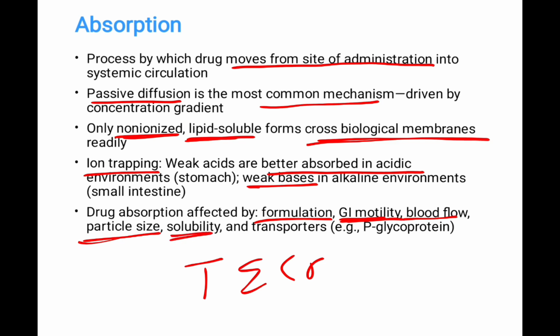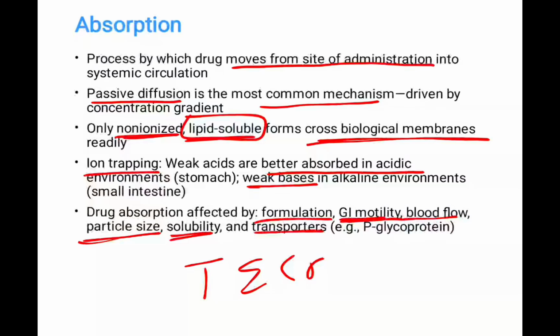Solubility. We already said that lipid-soluble drugs pass through biological membranes. So the more lipid soluble a drug is, the easier it is for that drug to pass through biological membranes compared to a water-soluble drug, as well as the concept of the acidic medium. The more acidic it is, the better it is to be absorbed in the stomach compared to the intestine.